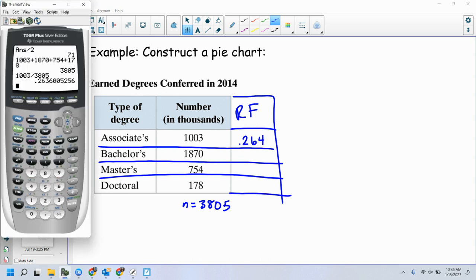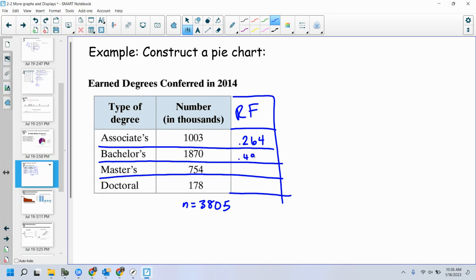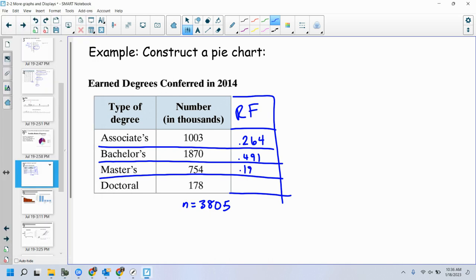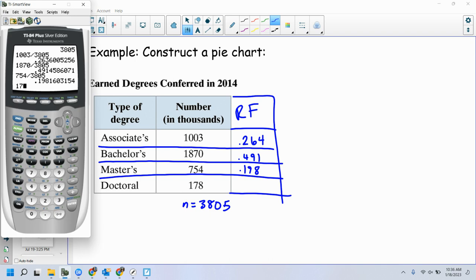Let's take 1,870 divided by 3,805. And that gets me 0.491. Let's take 754 divided by 3,805. It's going to be 0.198. That's a 9. Remember that. And then 178 divided by 3,805 is 0.047.